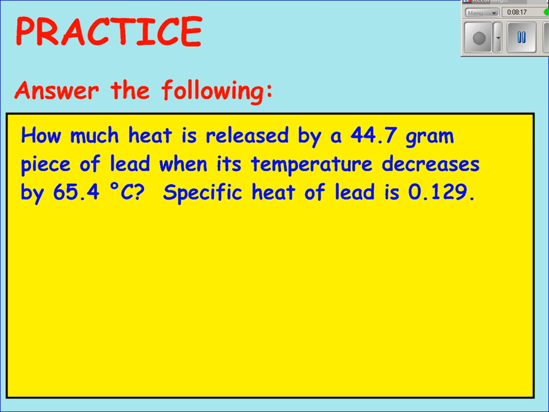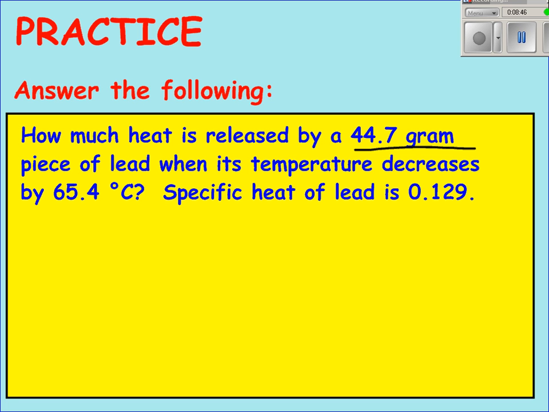All right, let's take a look at this case. How much heat is released by a 44.7 gram piece of lead when its temperature decreases by 65.4 degrees Celsius? The specific heat of lead is 0.129. When you get to these problems, it's extremely important to make sure you analyze the problem. In other words, write down what you know and use that to help you find what you're trying to find. All right, I'm going to go through and do that right now.